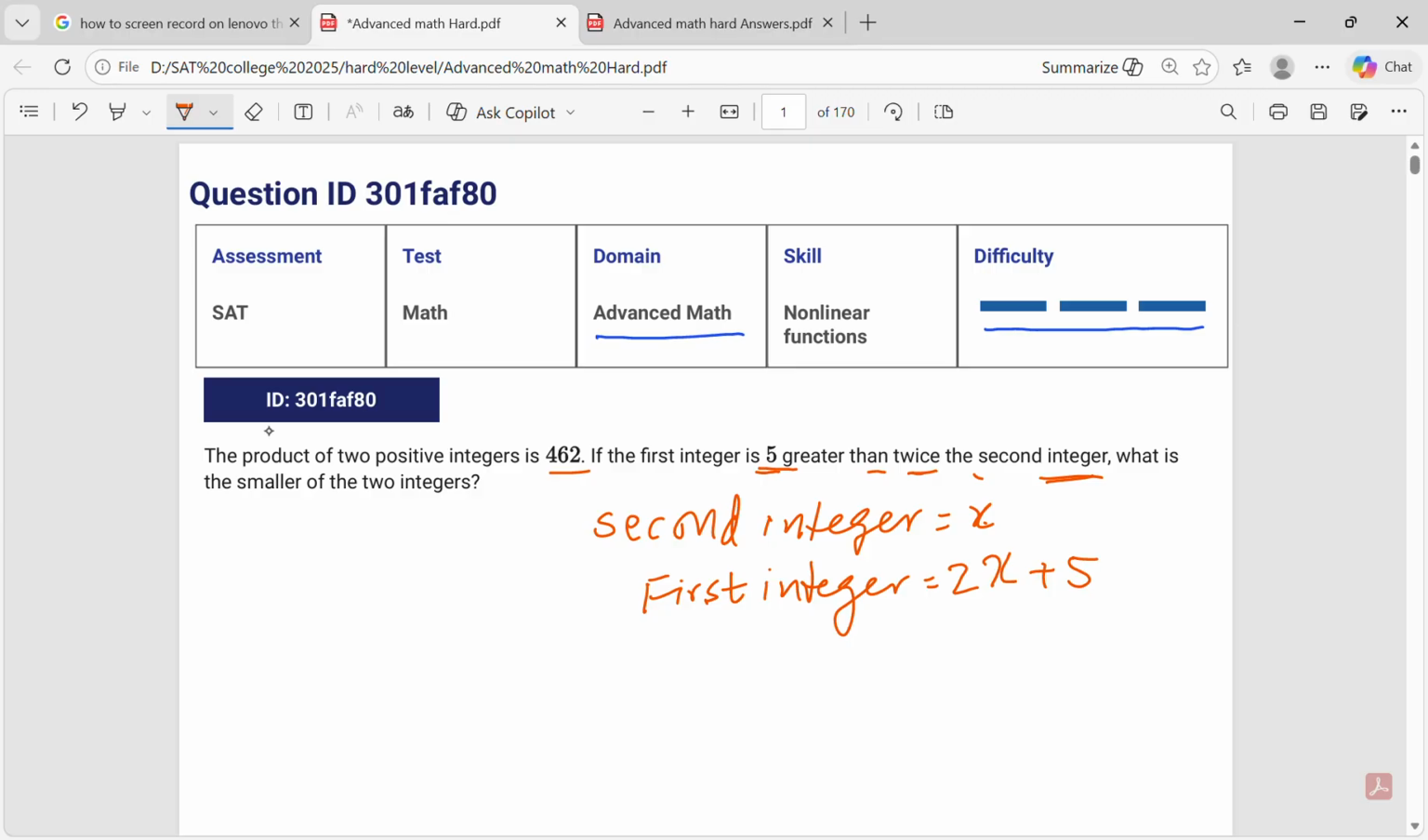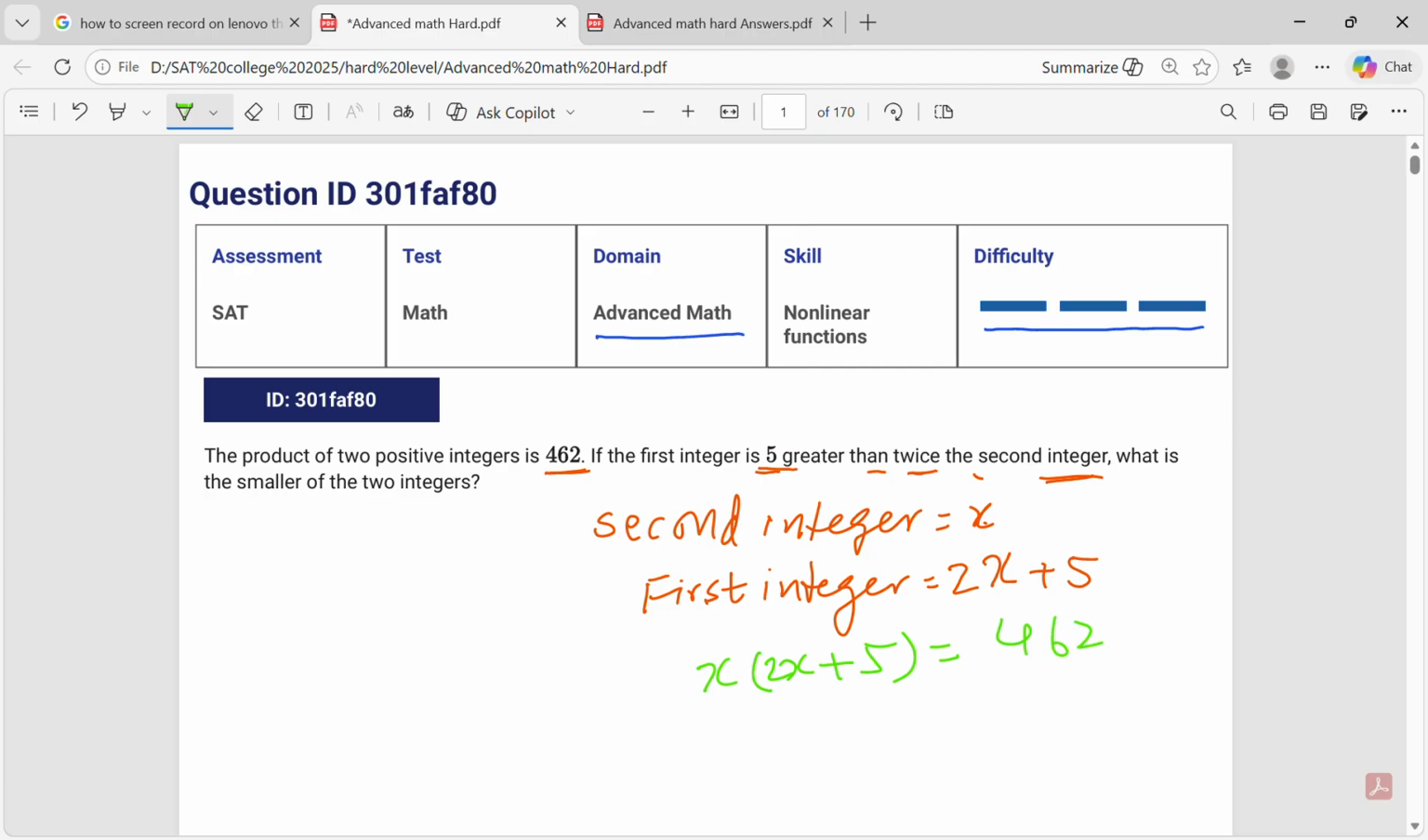And then since it's given that the product of these two positive integers is 462, according to the condition we can write them in a product, which means we will write this in multiplication, so it will be x times (2x plus 5), and that is equal to 462.